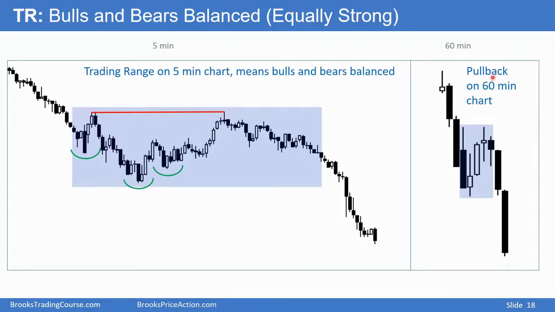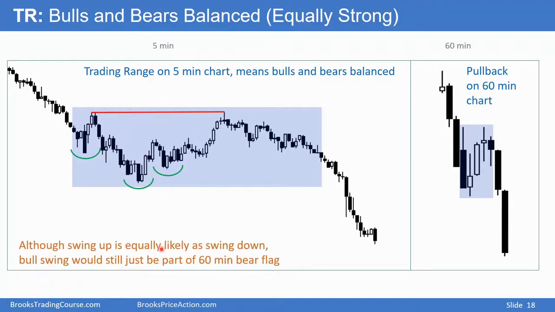If you look at the 60-minute chart, all of this is simply a pullback on the 60-minute chart in a strong bear trend. So in the 60-minute chart, this reversal attempt is probably going to fail, and the bear trend will probably resume down. On the 5-minute chart, that's not the case. It looks pretty balanced, bulls and bears. At this point, a swing up is probably equally likely as a swing down if you're looking at the 5-minute chart. However, this bull swing, even though the market's always in long on the 5-minute chart, it's simply a pullback on the 60-minute chart. The bear trend on the 60-minute chart is therefore likely to resume.